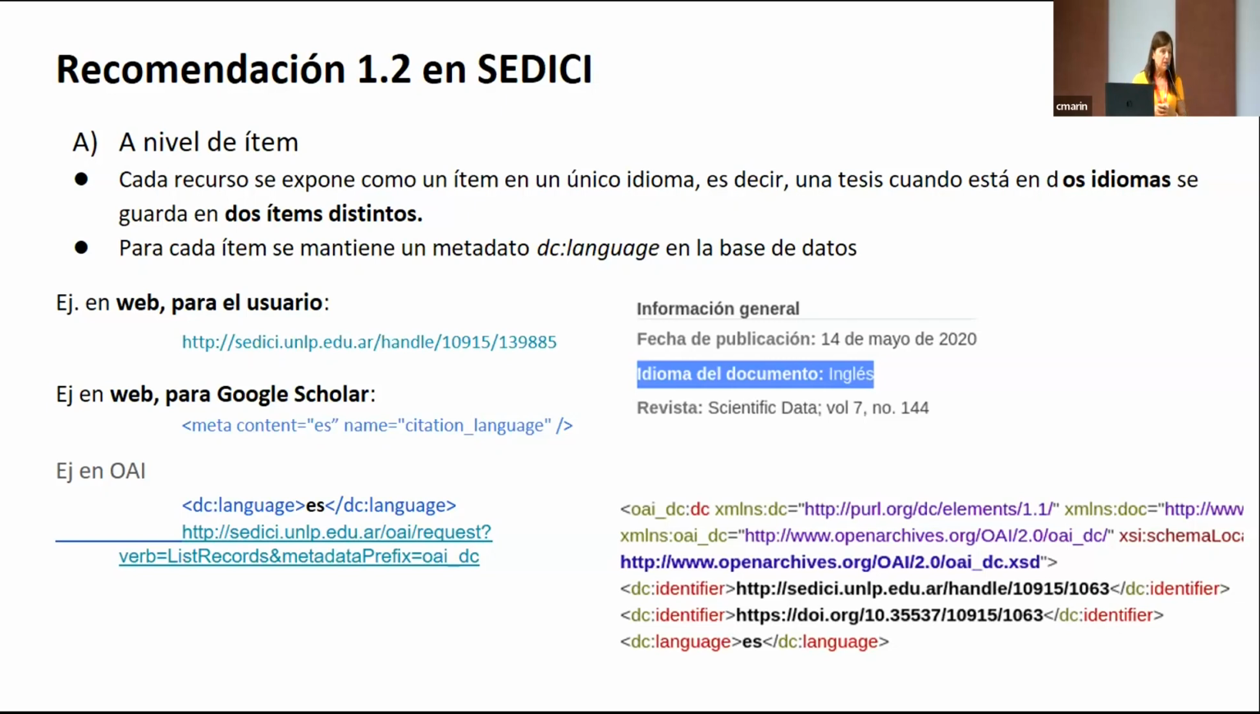Para cada ítem se mantiene un metadato DC Language en la base de datos y a la vez en la web para el usuario se muestra información respecto de ese lenguaje. Para Google Scholar ustedes pueden ver ahí cómo lo hacemos con un campo meta donde se describe en este caso el idioma español, y para un cosechador, por ejemplo, una etiqueta DC Language. Aquí al costado se puede ver en la cosecha cómo es la expresión de un set compartido.